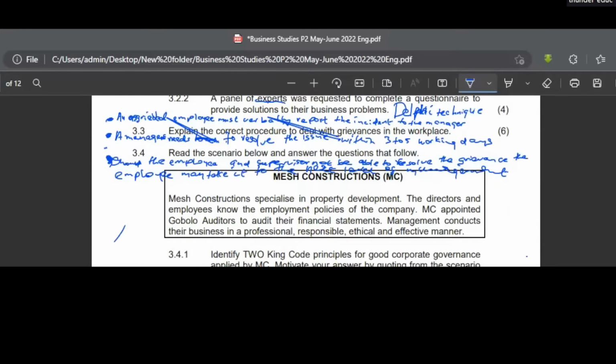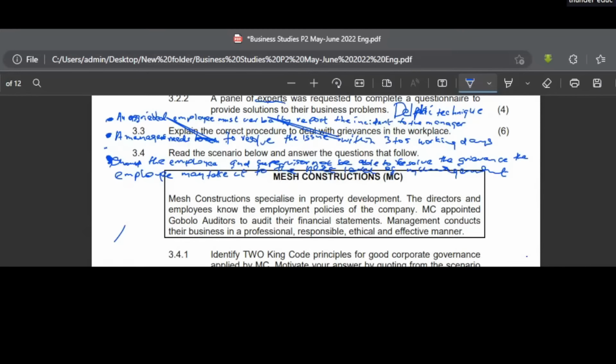Rate the scenario below and answer the questions that follow. So Mesh Construction, which is MC, specializes in property development. The directors and employees know the employment policies of the company. So MC appointed Khobolo auditors to audit their financial statements, and also management conducts their business in a professional, responsible, and ethical as well as effective manner.